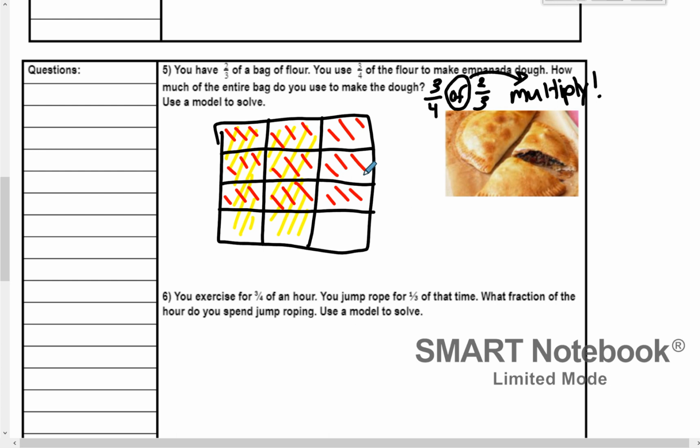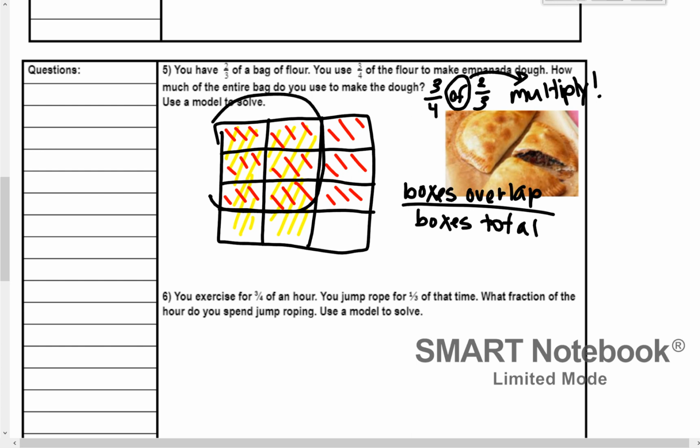Okay, now the way that we write our answer is going to be the boxes that overlap. So we write our boxes that overlap over our number of boxes total. Okay, so let's show an example of that. Our boxes that overlap are going to be the ones that have red and yellow in them, which are going to be these ones right here. Okay, so that's 1, 2, 3, 4, 5, 6. So we're going to have 6 on the top, out of the boxes total, that's 1, 2, 3, 4, 5, 6, 7, 8, 9, 10, 11, 12. Okay, so our answer would be 6/12.